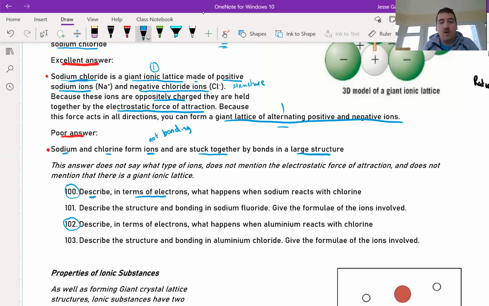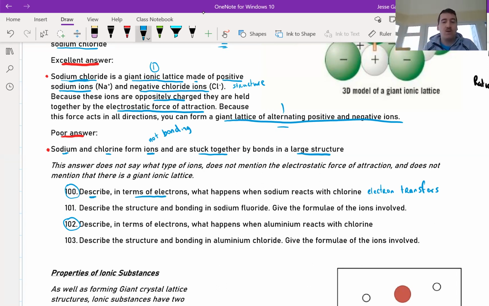What happens when sodium reacts with chlorine? So talk about the electron transfers involved. Describe the electron transfers. Essentially what you're doing there is describing in words the ionic dot and cross diagram for that. So it might help you to draw out the ionic dot and cross diagram for this first, and then describe in words what's happening and what's being made.